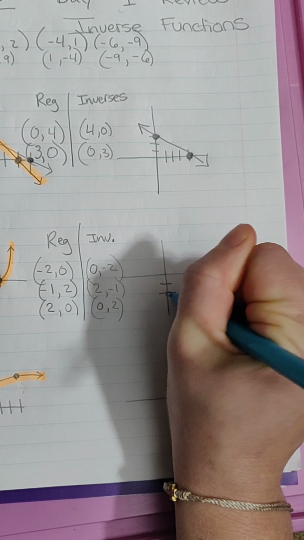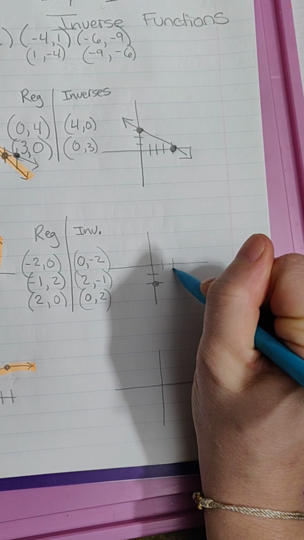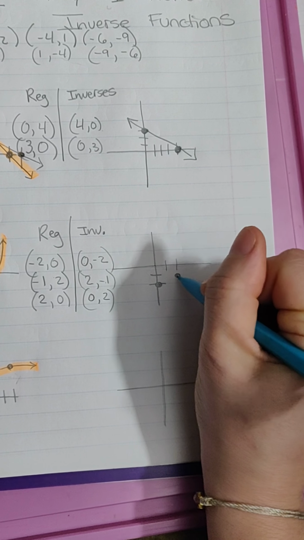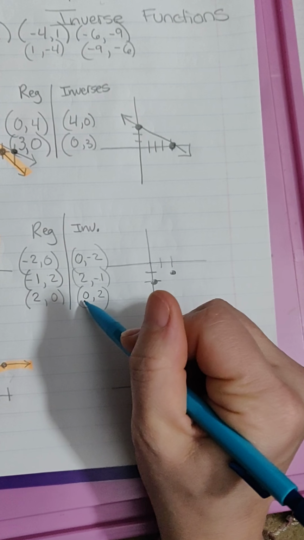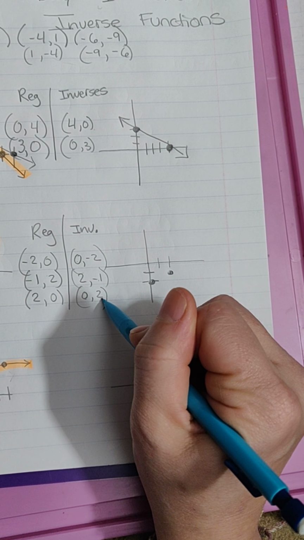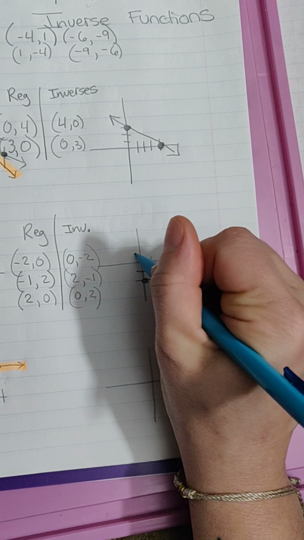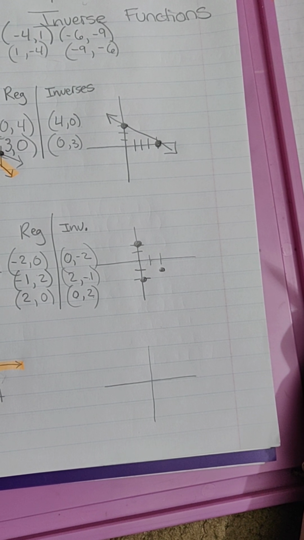1, 2, draw my dot. And then I have +2, so from 0 I'm going to go +2, down 1, because that's -1. And then I've got 0, comma 2. So I'm going to stay at 0, and I'm going to go up 2, draw my dot. But now it's like, how do I draw that?